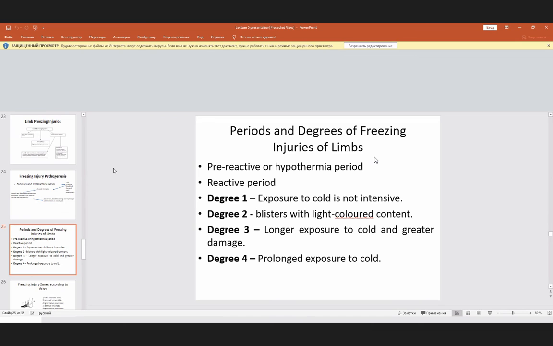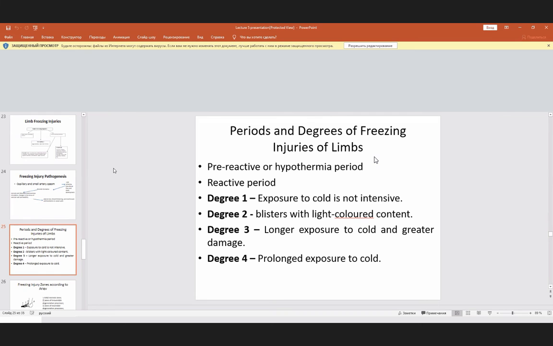Degree 3, long exposure to cold and degree damage. Early formed blisters as a fillet with bloody content. Degree 4, prolonged exposure to cold, the injury borderline lays at the level of bones and joint. Skin temperature in the reactive period is dramatically low.